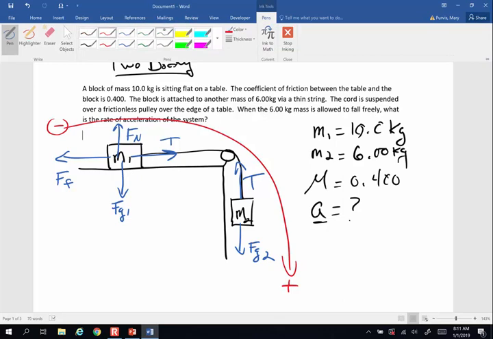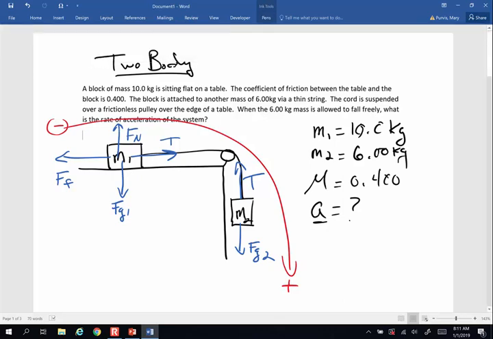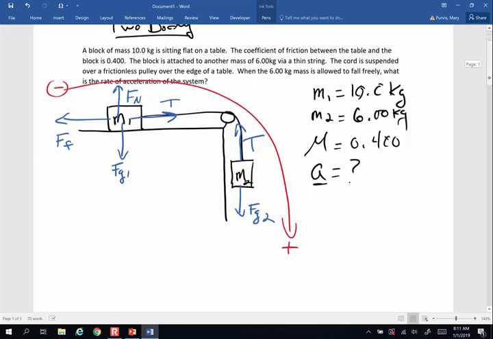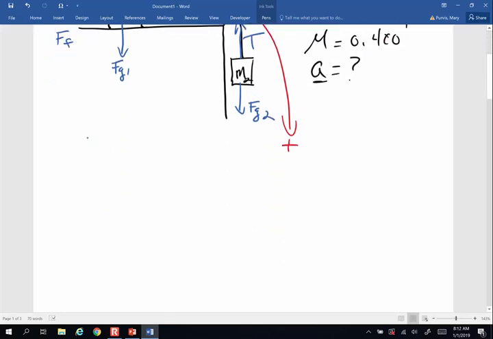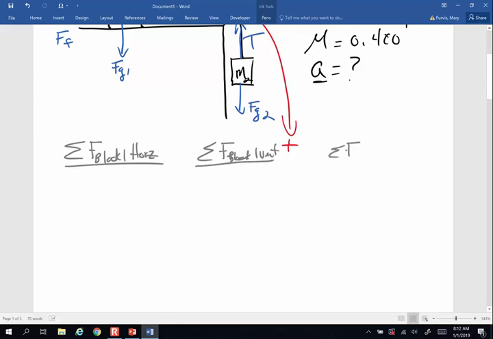Next thing is we are going to sum the forces on each block in each dimension. So we're going to have a sum of the forces up and down, left and right, and another up and down for block 2. So here goes nothing. I'm going to sum the forces on block 1 horizontally. I am going to sum the forces on block 1 vertically. And I am going to sum the forces on block 2.